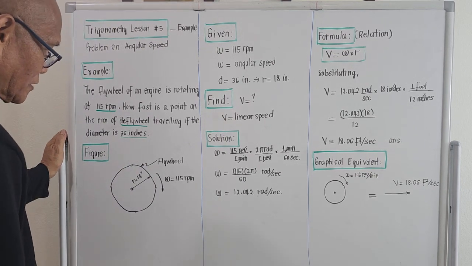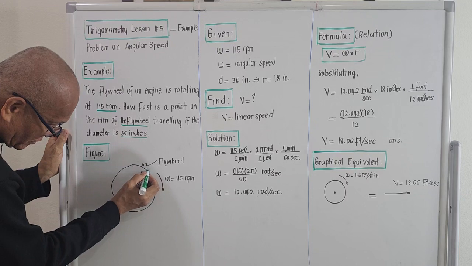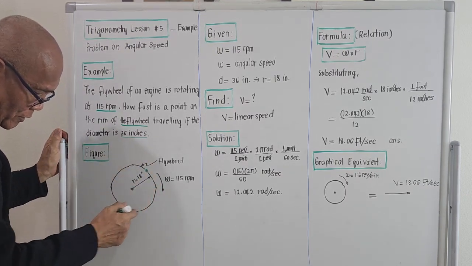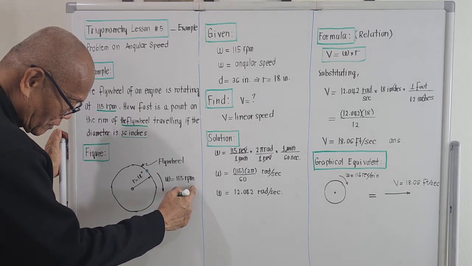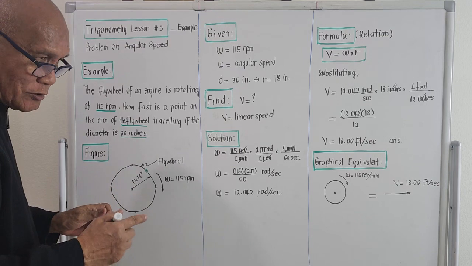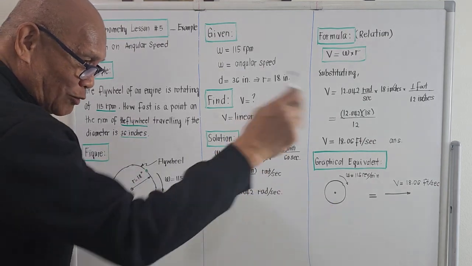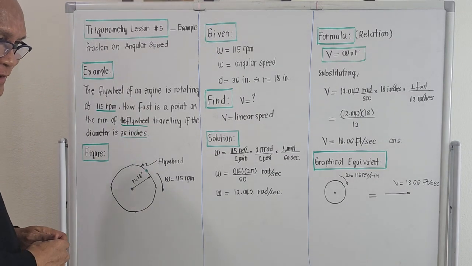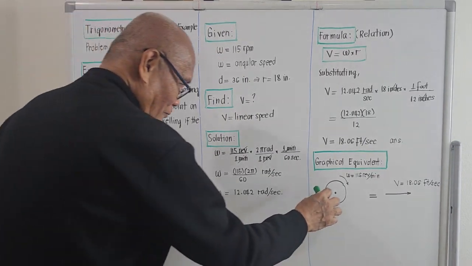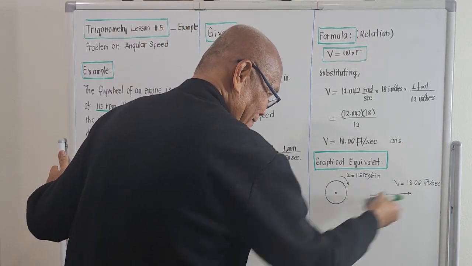The problem is asking, if we got a point here, a point on the rim of the flywheel, it's rotating at 115 revolutions per minute. If we try to bring out the speed of this in a straight line, what will be the speed? So actually this will now be a relation of an angular movement and a linear movement.